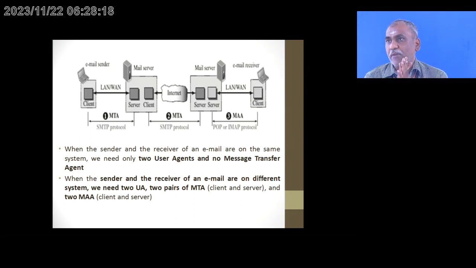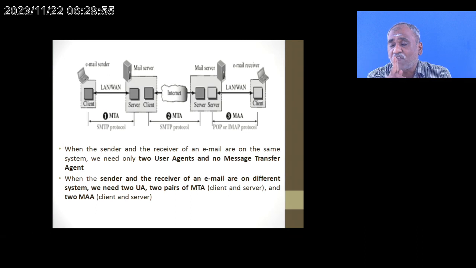But in the second case, I want to send a mail from my side to another part, outside the world. I want to send an email from here to an American university, for example the University of Texas. So how am I going to send this? Here the sender and the receiver of the email are on different systems. I am using one system, and the University of Texas is using another system.